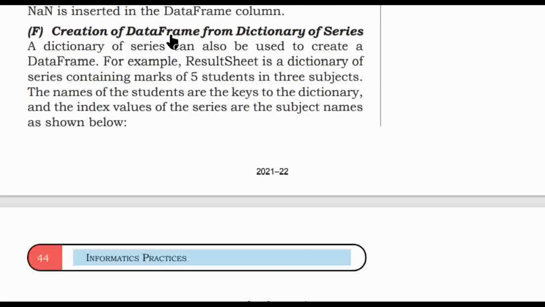Creation of data frame from dictionary of series. A dictionary of series can also be used to create a data frame. For example, resultsheet is a dictionary of series containing marks of 5 students in 3 subjects. The names of the students are the keys to the dictionary, and the index values of the series are the subject names as shown below.